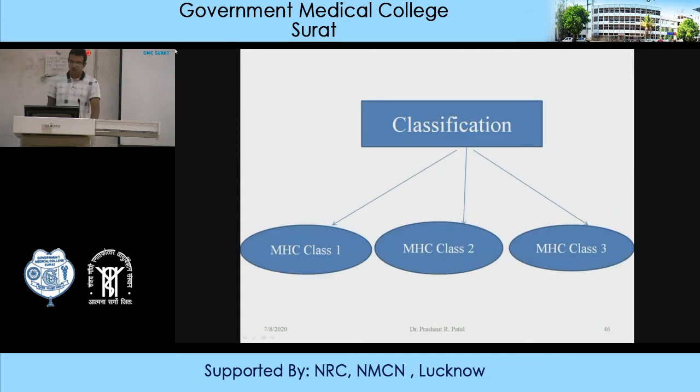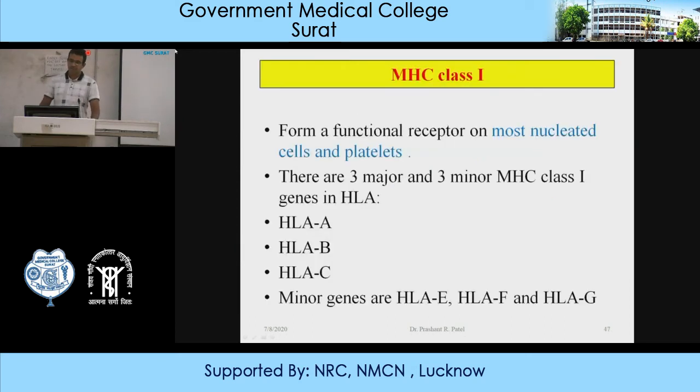It has three classes: MHC class 1, class 2 and class 3 molecules. The MHC class 1 molecule forms a functional receptor on most nucleated cells. There are three major and three minor MHC class 1 genes on HLA. HLA-A, HLA-B and HLA-C are the major class, and the minor genes are HLA-E, F and HLA-G.